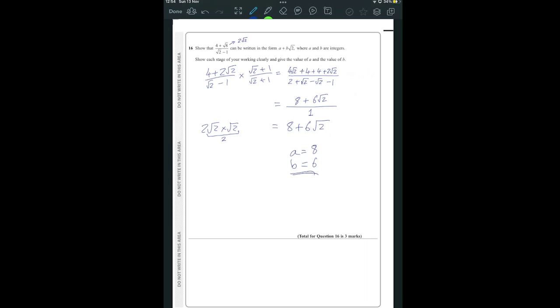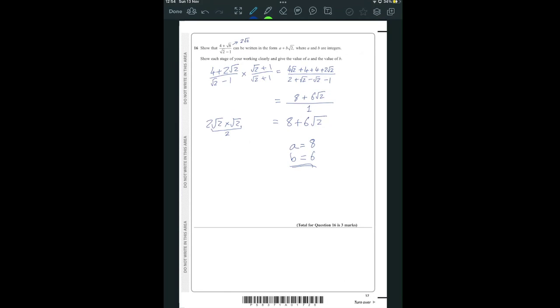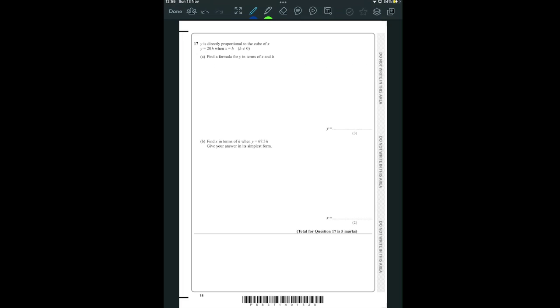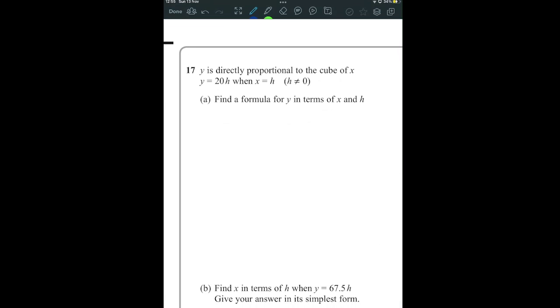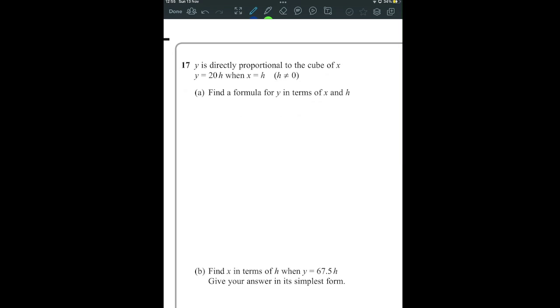Before we do move on, let's do exactly what I hinted at the beginning of the question. Let's cheat with our calculator, but this time to check our answer. And typing that into the calculator does indeed give 8 plus 6 root 2, but we've shown it rather than calculated it. Question 17, proportionality. This is a nasty one because both your y and your x is in terms of another letter.